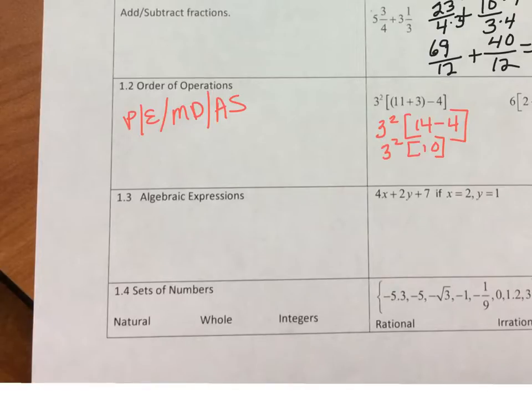Hey class, what's next on this problem? Exponents. Which would mean to do what here? 3 times 3, 9. 3 times 3 is going to give you 9, they say, and they are right. So the exponents are done. Now we'll multiply or divide left to right, and 9 times 10 is 90.